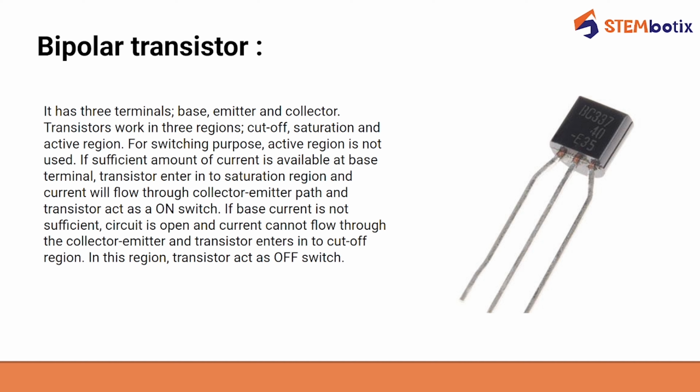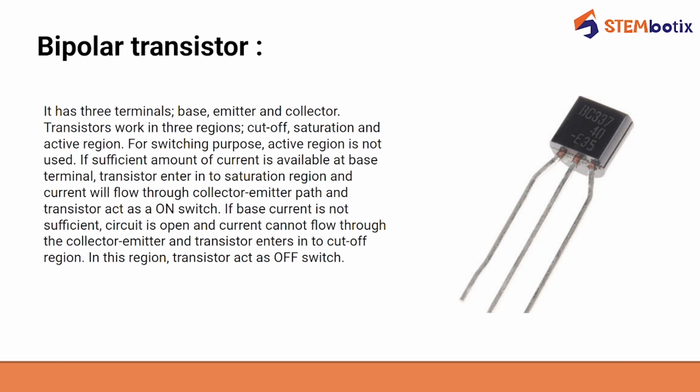So whenever there is a sufficient amount of current, the base terminal will push the transistor into saturation region, and because of that there will be a current flow through collector and emitter, and it will enable the transistor to work as an on switch, meaning as an on operation. If base current is not sufficient, the circuit stays in open condition, and current will not flow through the collector emitter path, and the transistor enters into cutoff region, and it will act as an off switch.